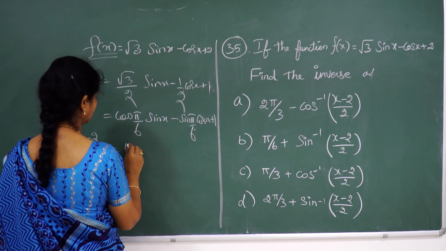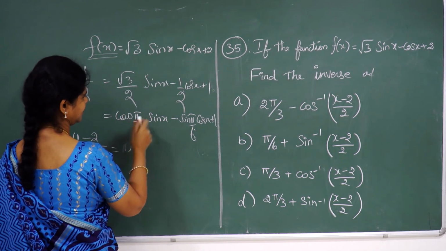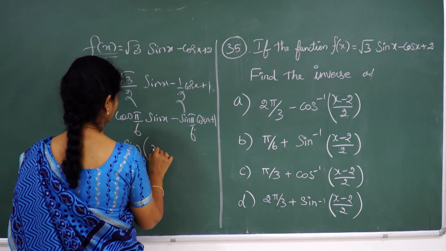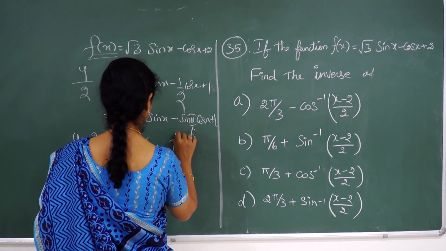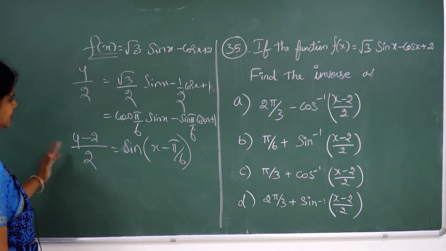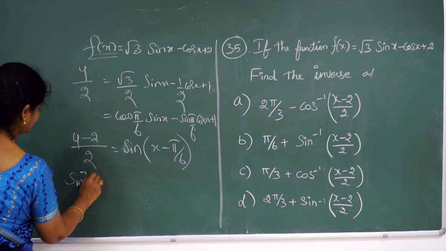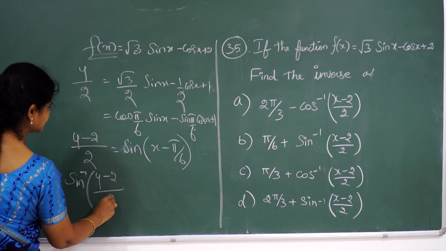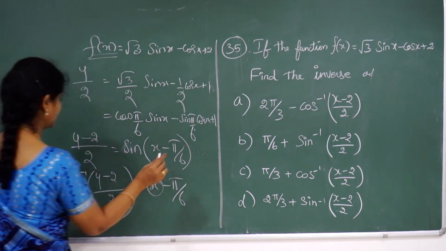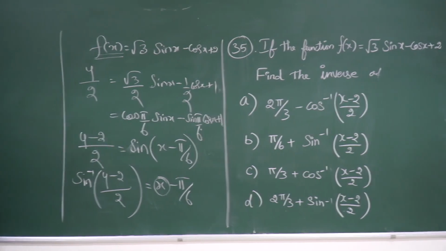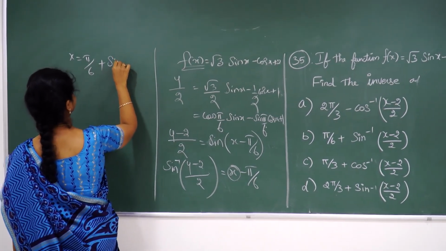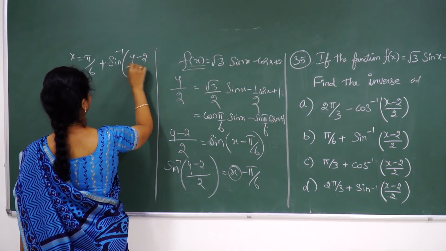So this is the sine formula, sin A cos B minus cos A sin B, so this is sin of A minus B. So x minus pi by 6 you can take. Next you take inverse on both sides. So sin inverse of (y minus 2) by 2 is equal to x minus pi by 6. So x is your inverse value. So next, what is x? x is equal to pi by 6 plus sin inverse of (y minus 2) by 2.